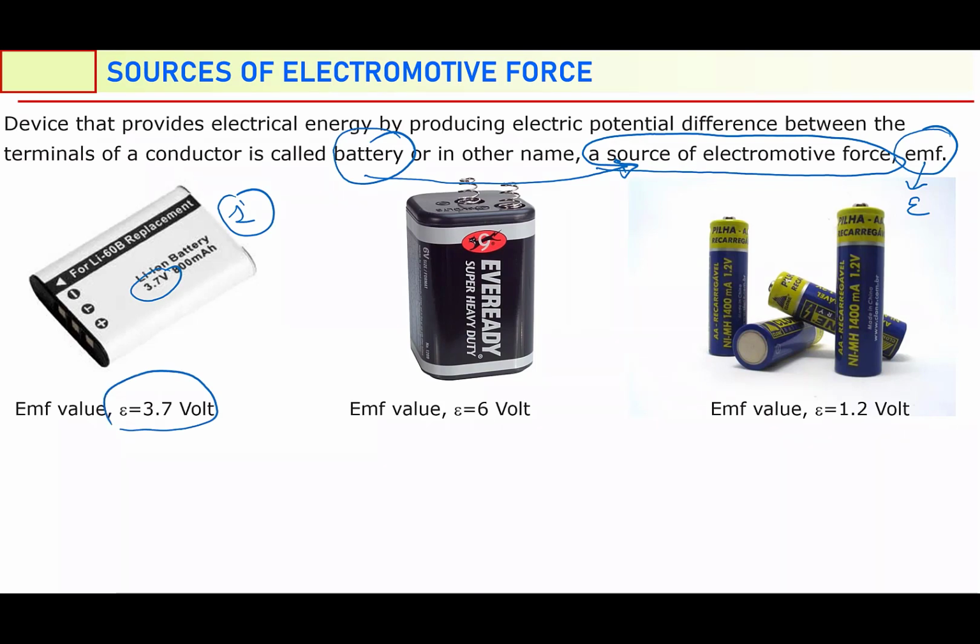The second battery, when you look at the surface, you will see written 6 volt. The EMF value, epsilon, of this battery is 6 volt. The third group, when you look at the surface, you will see 1.2 volt. The EMF value of these batteries is 1.2 volt.